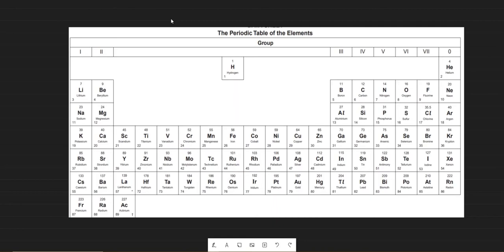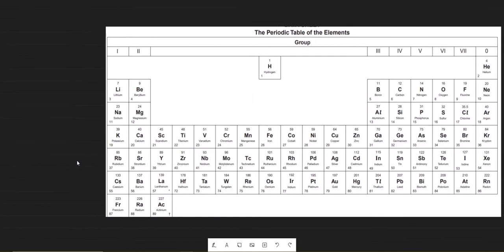As far as the basic dynamics of periodic tables are concerned, we discussed most of them when we studied chemical bonding. I'm going to give you a quick recap of what we studied and some further concepts that you need to understand.